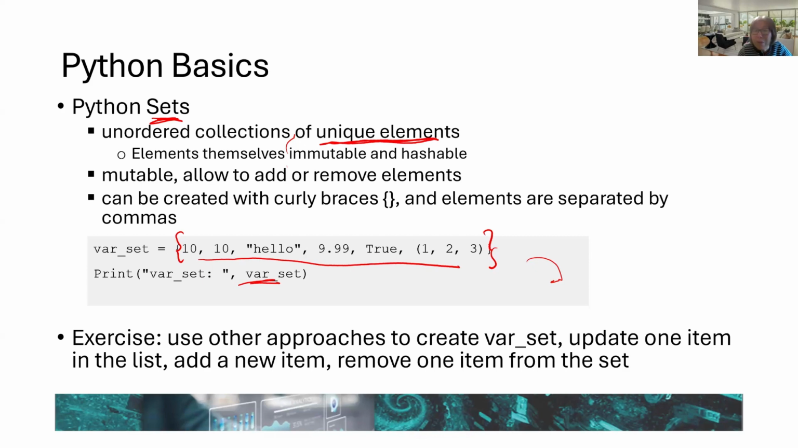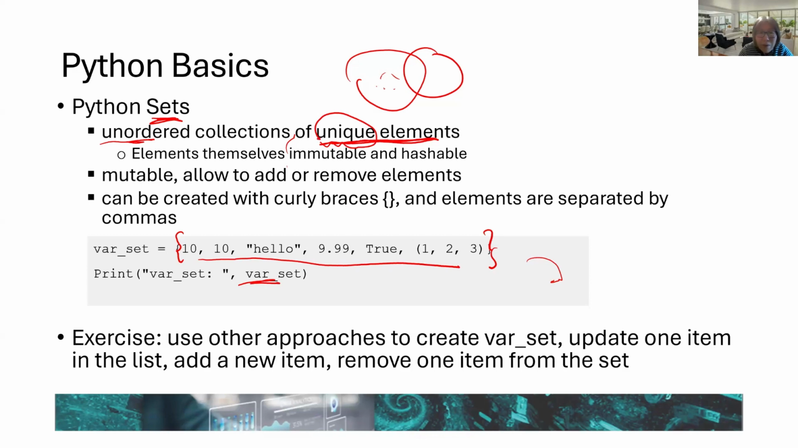The other 10 will not be considered. Hello will be considered. 9.9 will be considered. True will be considered. The tuple will be considered because all of those are unique. So that's the feature for set. Also, set doesn't preserve order, so there is no order. It's kind of like the math set concept, a circle in math and what we put in it. So with set, just keep in mind unique. If you want to store some unique items, you can consider set.